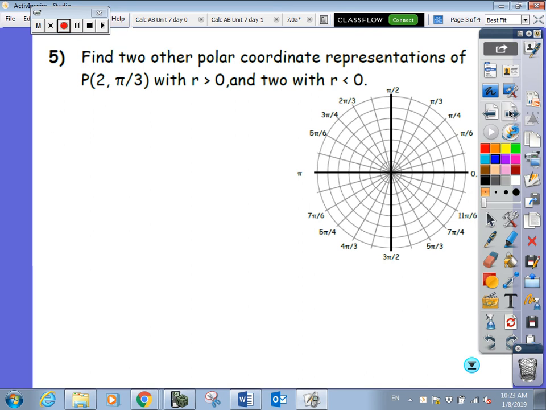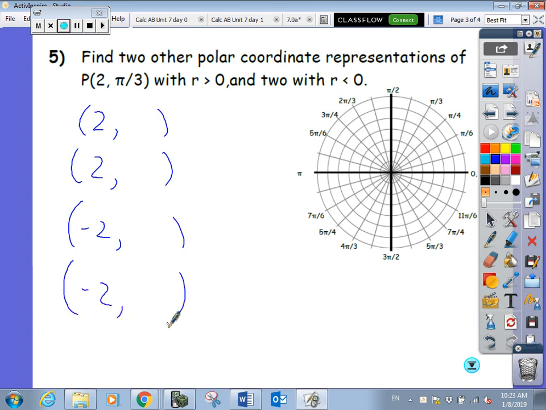Now, you don't have to have a graph. It's just there to help you use. So we know we're going to have 2 something and 2 something. And then we know we're going to have -2 something and -2 something. Okay, because r is greater than 0, we want 2 other ones where it's greater than 0. We want 2 other representations where it's less than 0. So in this problem, the r cannot change. It's the angle that's going to change.